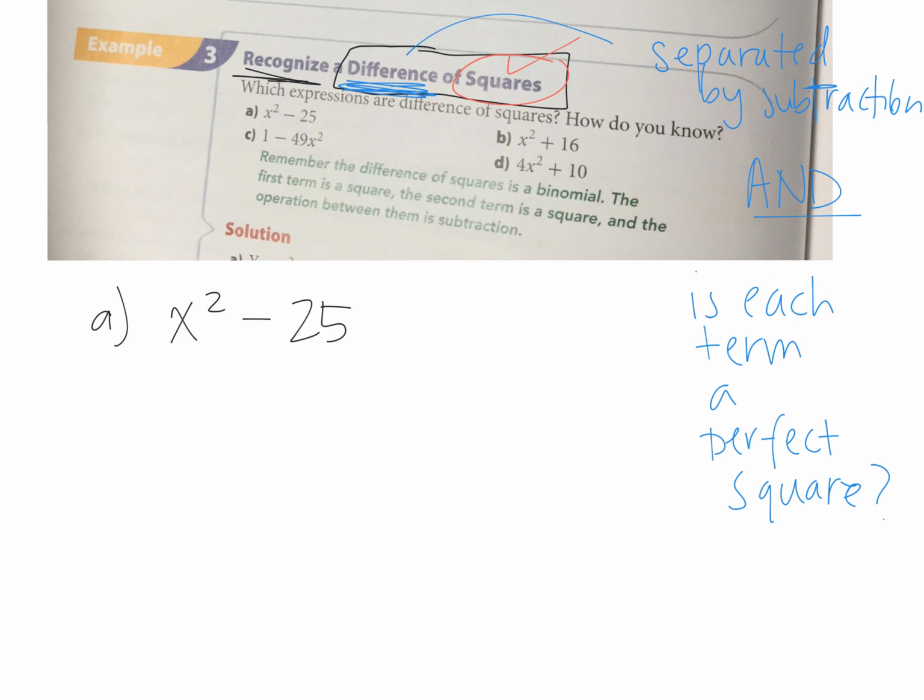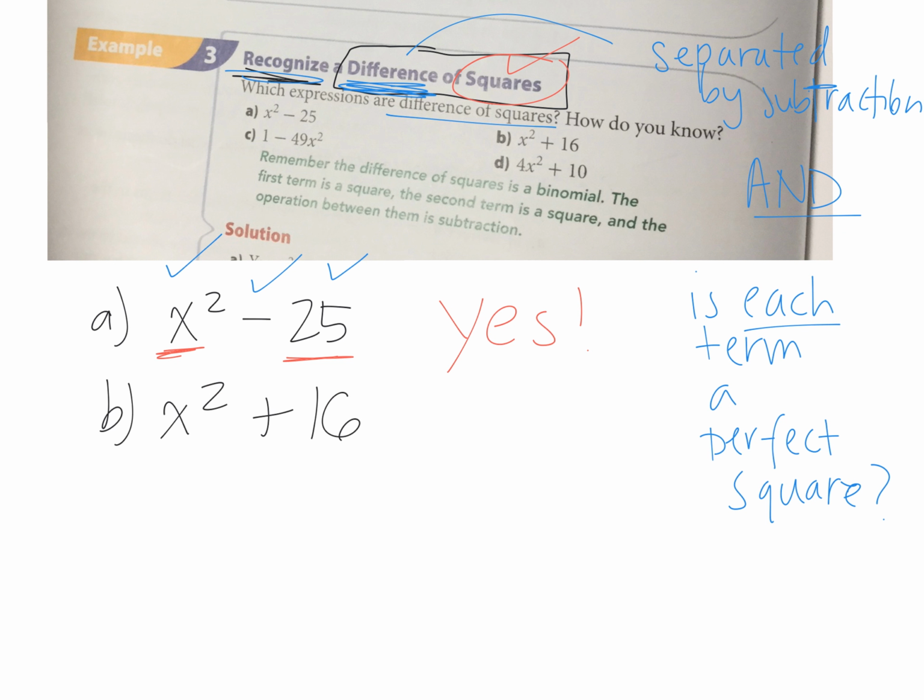Question A, is this a difference of squares? Yes or no? Let's go through our checklist. Is it separated by subtraction? Correct. Yes, it is. Is each term a perfect square? Let's look at the first term. Is x squared a perfect square? Is 25 a perfect square? Yes. Okay, so the answer to this is yes. That is a difference of squares.